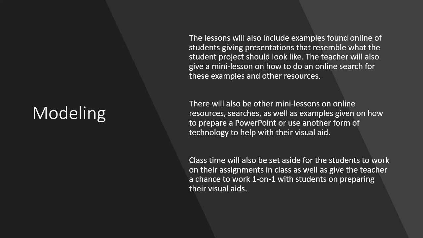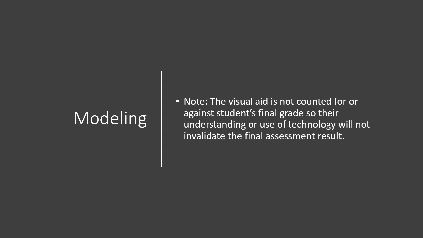Since the overall assessment is on student speaking skills, this gives the students a chance to practice and learn about technology and doing research in a low-stakes setting. In a sense, they can play with the resources they have available and their visual aid in a way they may not be able to in other settings, and make meaningful discoveries about the resources they have on their own, as well as ask questions in terms of technology use. The teacher can also use this opportunity to explain how the assignment is giving them skills they can use outside the classroom. And I do just want to point out that the visual aid is in no way counted for or against students in their final grade, so their understanding or use of technology will not invalidate the final assessment result.